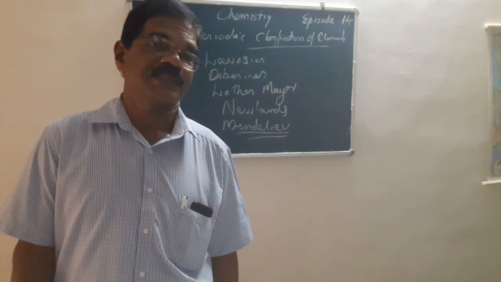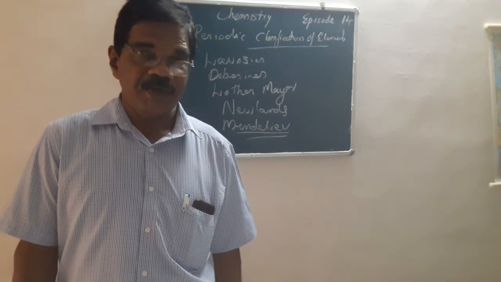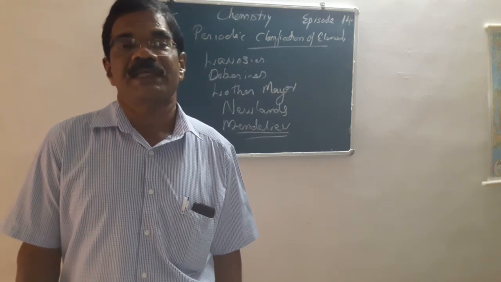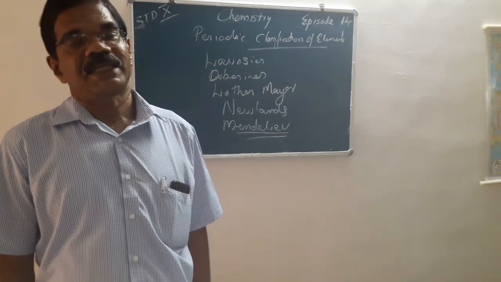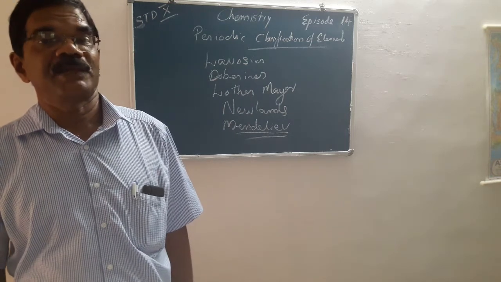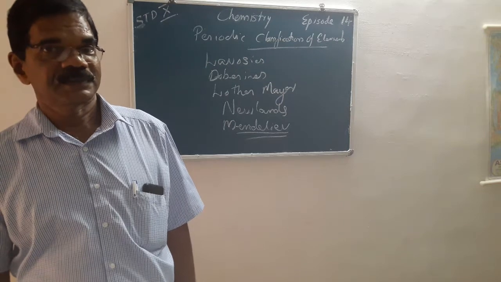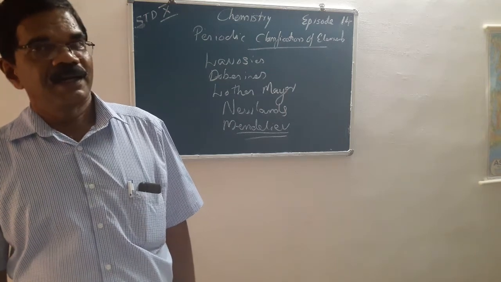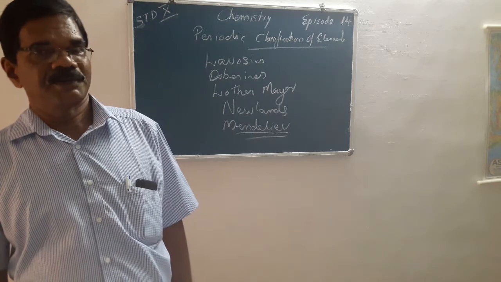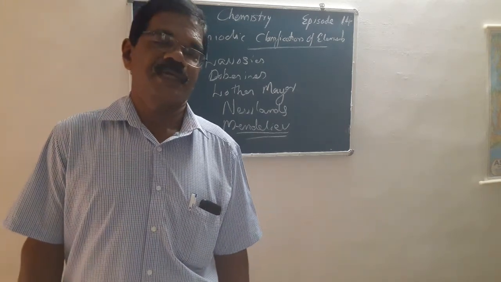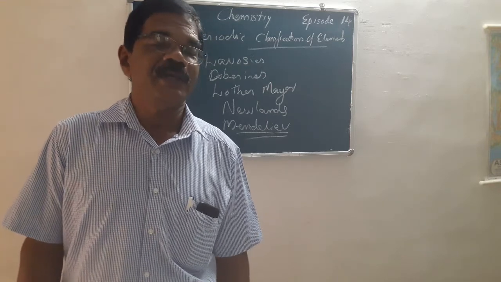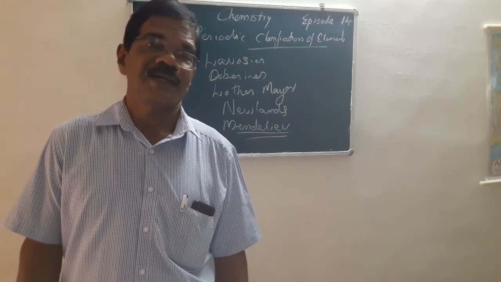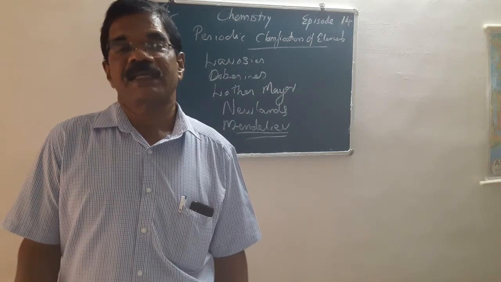Mendeleev's periodic law states that the physical and chemical properties of the elements are the periodic functions of their atomic mass. Then came the most important periodic table, known as the long form periodic table. The long form periodic table is based on the modern periodic law. The modern periodic law states that the physical and chemical properties of the elements are the periodic functions of their atomic number.